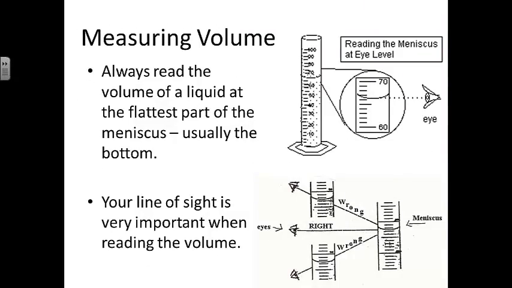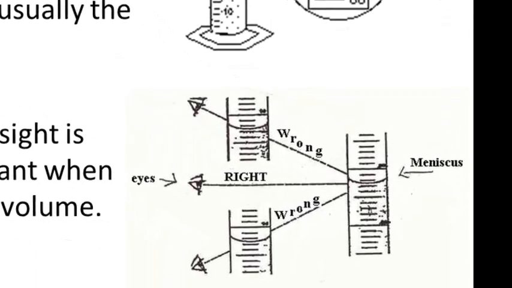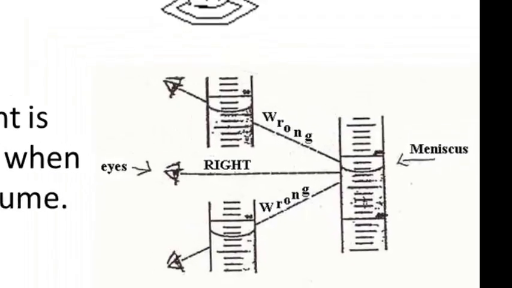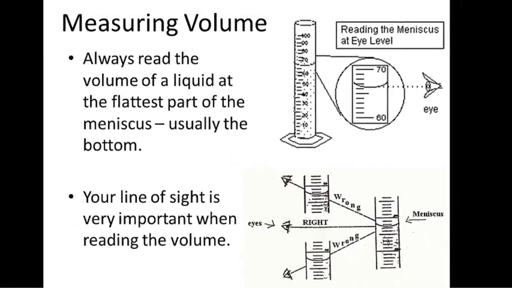When measuring volume in any of these containers, you always want to read the volume of a liquid at the flattest part of the meniscus. As mentioned before, that's usually going to be the bottom of it, unless you're dealing with mercury. Your line of sight is going to be very important when reading the volume. As this diagram shows, you want to have your eyes at the same level as the meniscus. You don't want to be looking down at it or up at it. That will give you a false reading.